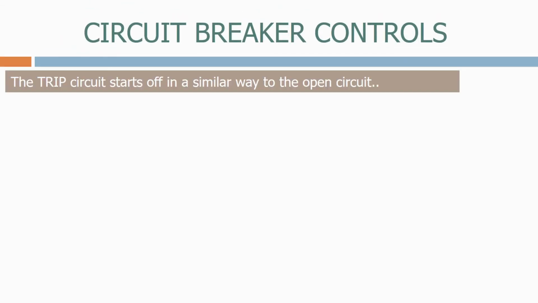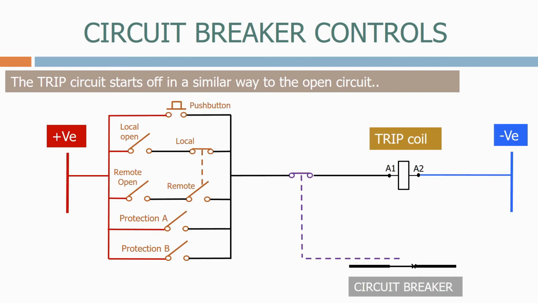The trip circuit starts off in a similar way to the close circuit. So we have our local push button, a local open and a remote open. The main difference is we now have additional protection trips operating the trip coil. These are initiated when something goes wrong with the system and the protection systems detect a fault. Let's now operate one of the protection contacts and see what happens. As soon as the contact closes, the trip coil operates and the circuit breaker opens.